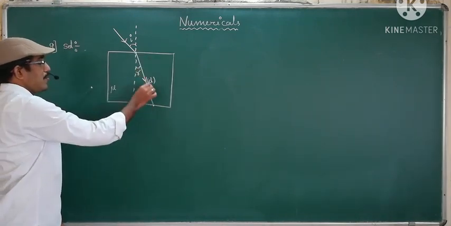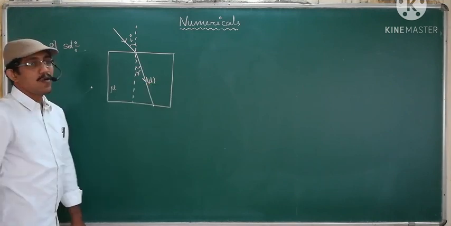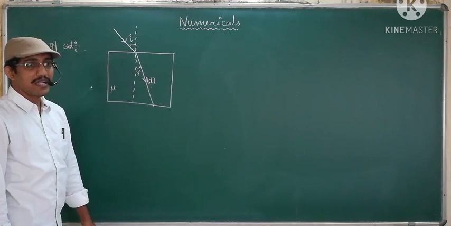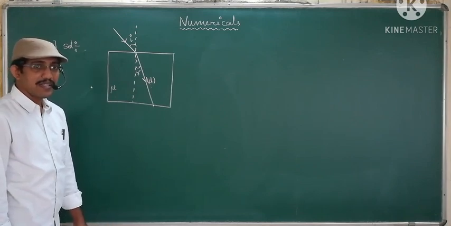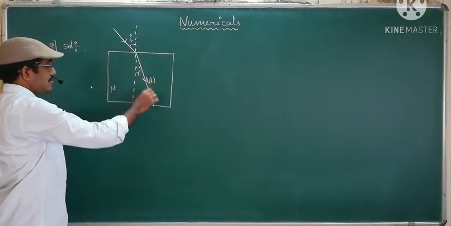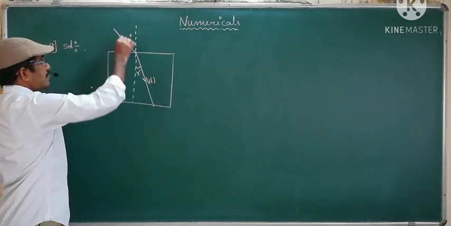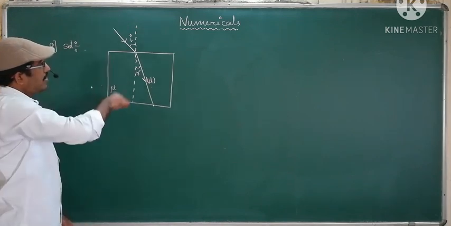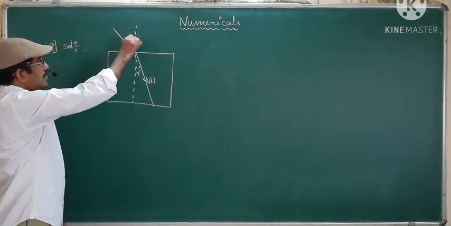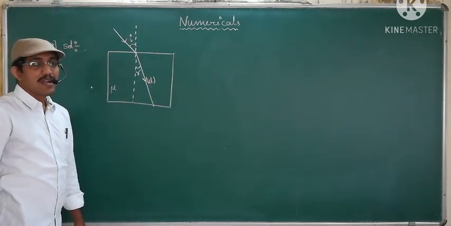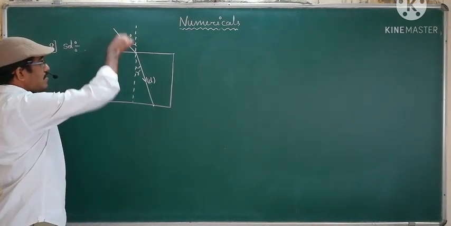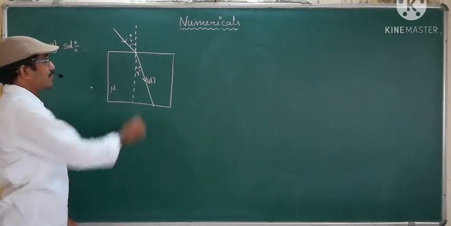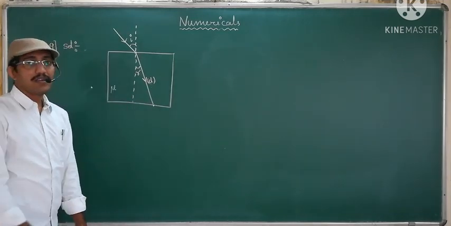To travel this distance d, how much time is required by the light? We need to calculate the time taken by the light to travel this distance d when it is incident by making an angle i with the normal. Not normally, by making an angle i with the normal. In my previous class, I explained the time taken when the light is incident normally. Now, this is by making an angle i with the normal.